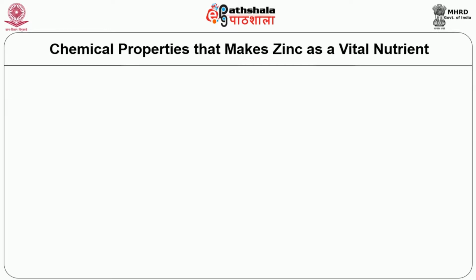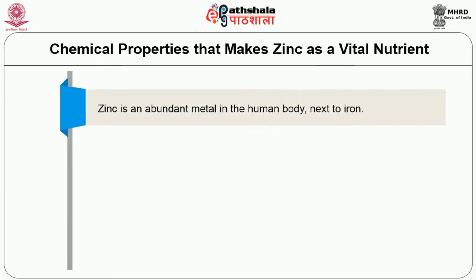Now, why it is essential and what makes it essential is the next point we should understand. So, I am going to talk about the chemical properties that make zinc a vital nutrient. Zinc is an abundant metal in the human body. The most abundant metal is iron. Next to iron comes zinc, then copper.